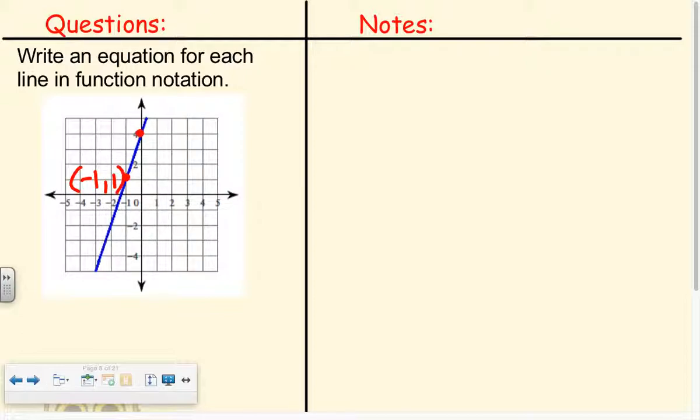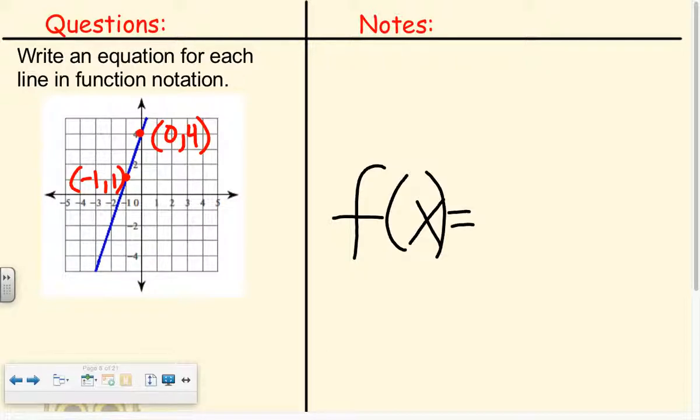Negative 1, 0, 4. So count my rise, 1, 2, 3, run 1. So 3 over 1 would just be 3. And my line crosses the y-axis right here at positive 4. So f of x equals 3x plus 4.